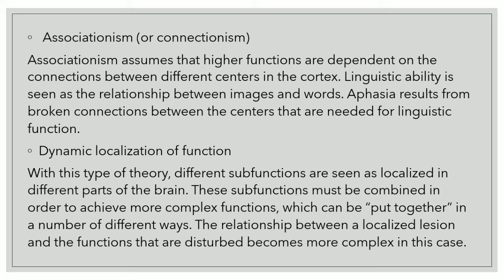Dynamic localization of function. With this type of theory, different subfunctions are seen as localized in different parts of the brain. These subfunctions must be combined in order to achieve more complex functions, which can be put together in a number of different ways. The relationship between a localized lesion and the functions that are disturbed becomes more complex in this case.